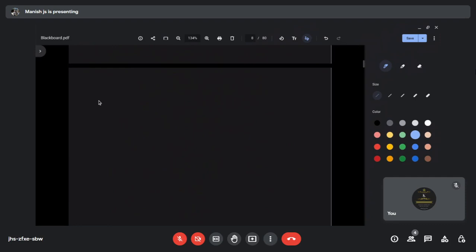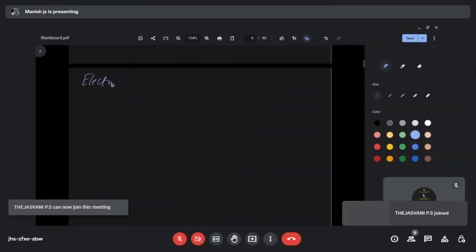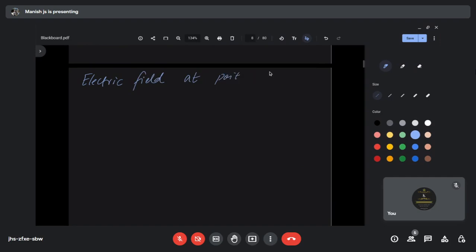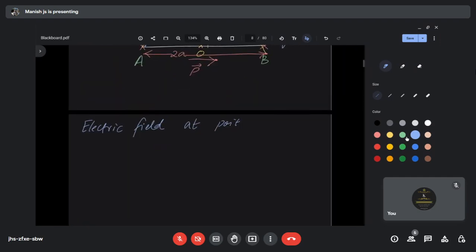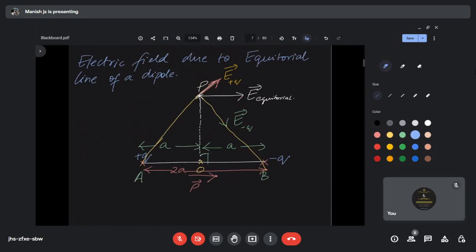So first let's find out what is the electric field at point P. Okay, we have taken it as point P. Due to the positive charge, due to plus Q charge located at point A. So what is the electric field at point P due to the positive charge, that is plus q charge located at point A.